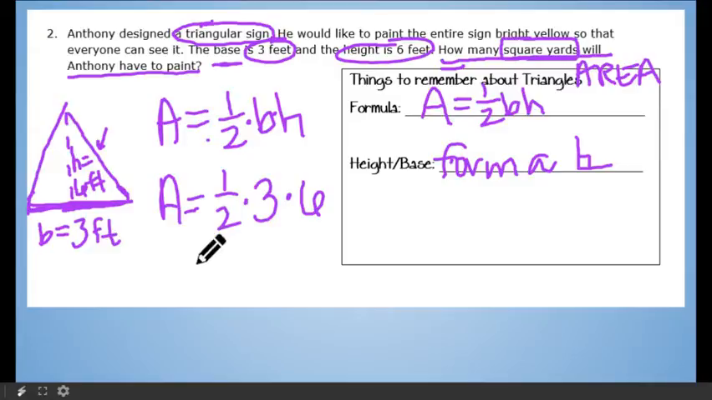So now we're going to multiply. You can multiply these in any steps that you need to. So 3 times 6 is 18. I chose that step first because I could do that easily in my head.